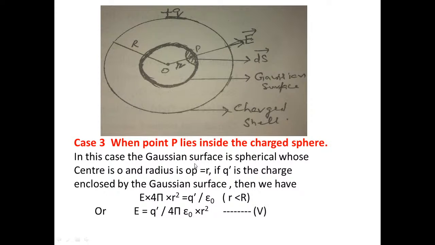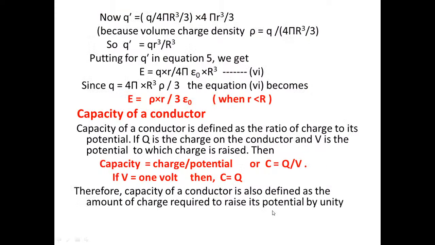Okay, so in this case we applied Gauss law. The equation of Gauss law will be E into 4 pi r square is equal to, if we assume the charge enclosed is Q dash, E into 4 pi r square will be equal to Q dash upon epsilon naught, where epsilon naught is the permittivity of free space, or E will be equal to Q dash upon 4 pi epsilon naught into r square. Clear? Now after this we will find out the value of Q dash.